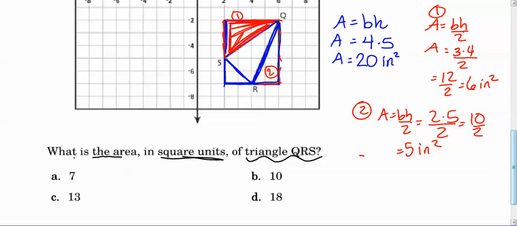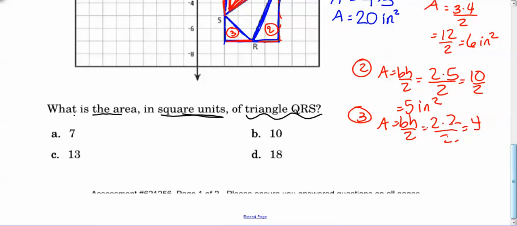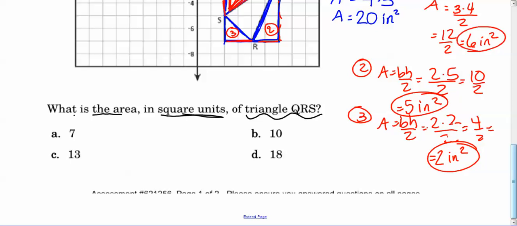So then we just have one more to do. Triangle 3 right here. So that is 2 units wide, but we know our formula is base times height divided by 2. So we have 2 by a height of 2 as well, divided by 2, and you're going to get 4 divided by 2, which equals 2 inches squared. So if we take 5 inches squared, 2 inches squared, that gives us 7 inches squared plus 6. 7 plus 6 is 13 inches squared.